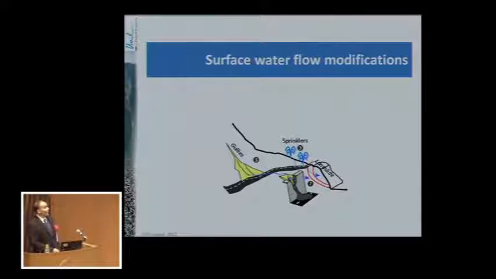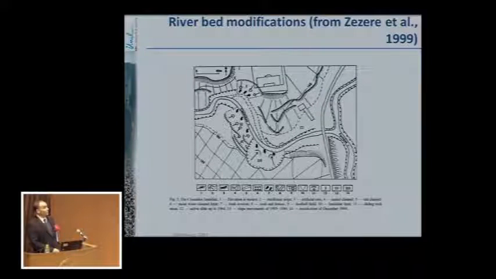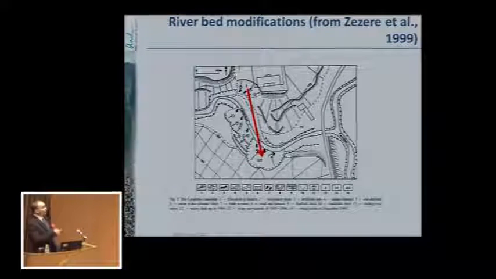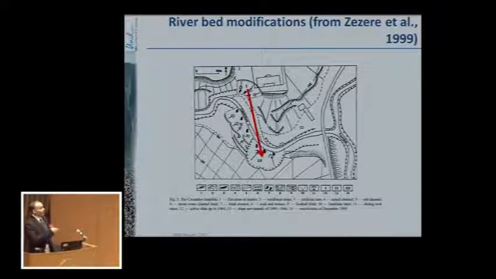And surface flow modification. This example is a bit funny because this is an example made by Zezer in Portugal. They tried to protect a soccer field. They diverted the river because it was activating the landslide. But what they didn't think about was the next meander. Then the river starts to erode this part and it creates a second landslide.